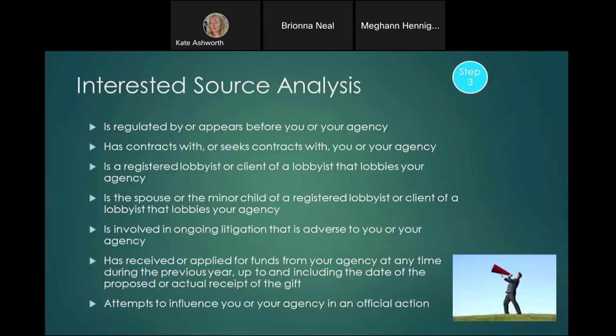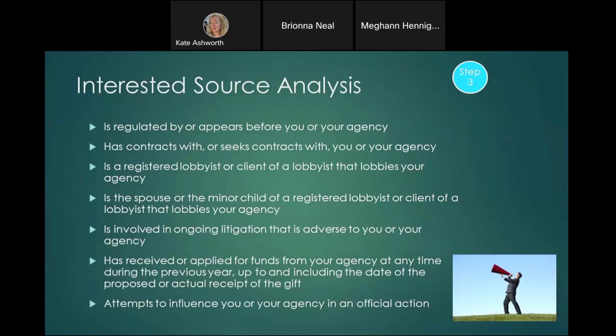The next slide is step 3. So who is it coming from? And if your item or your service, your gift is coming from an interested source, that's where it's most likely not going to be permissible to take. And an interested source is a person or an entity who is regulated by or appears before you or your agency, has contracts with or is seeking a contract with you or your agency, is a registered lobbyist or client, or the spouse or the minor child of a registered lobbyist or client.